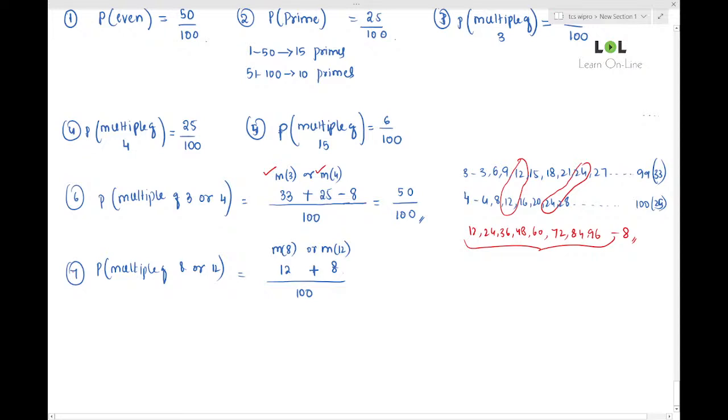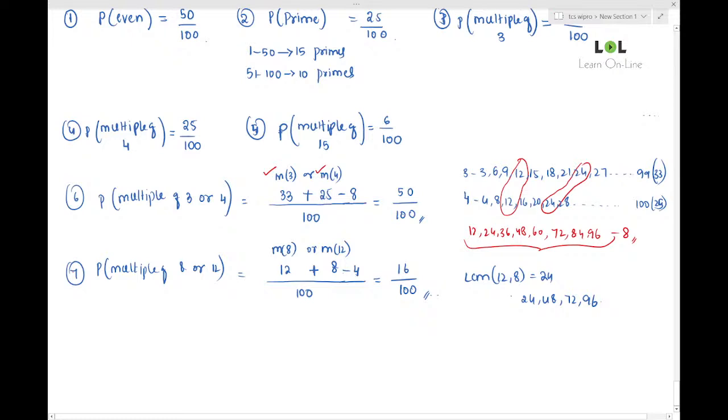What is the LCM of 12 comma 8? 24. Now the common multiples of 8 and 12 will be all the multiples of 24, that is 24, 48, 72, 96. How many are there? 4 are there. So these 4 you'll be counting in multiples of 12 as well as 8. You have to remove them. If I remove them, I'll get my right answer. So what is this? 16 by 100.